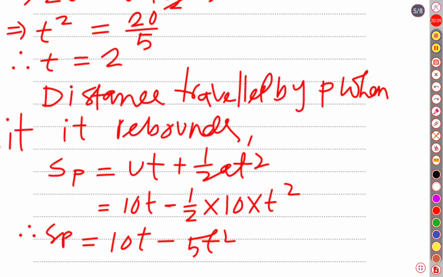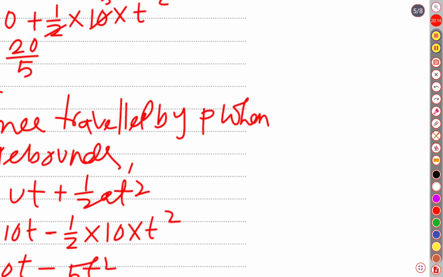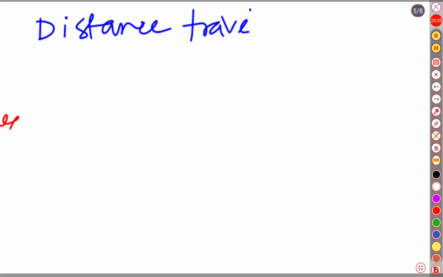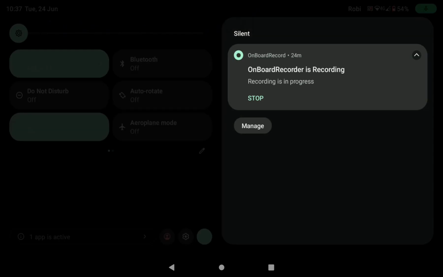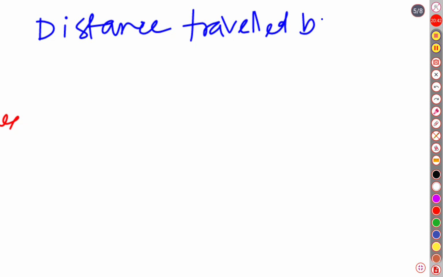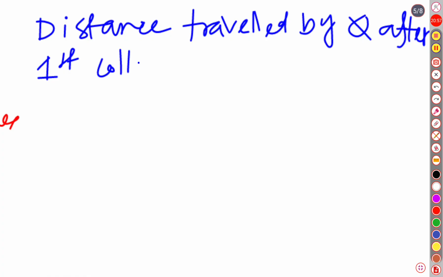Now we will find the distance traveled by Q. Okay, let me write just over here. Distance traveled by Q after the first collision. Because all the information we are applying here is after the collision.